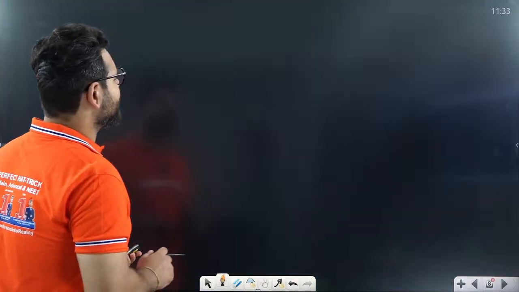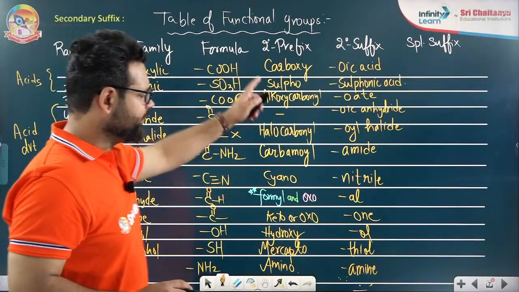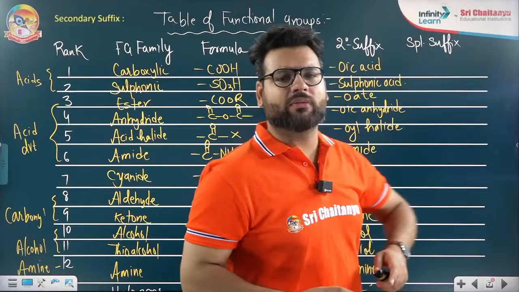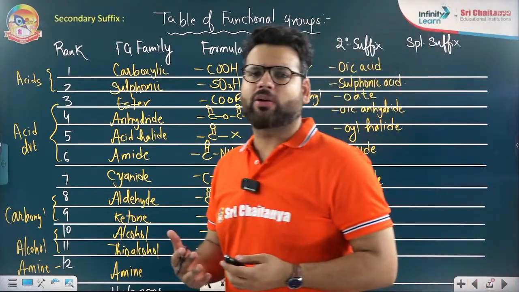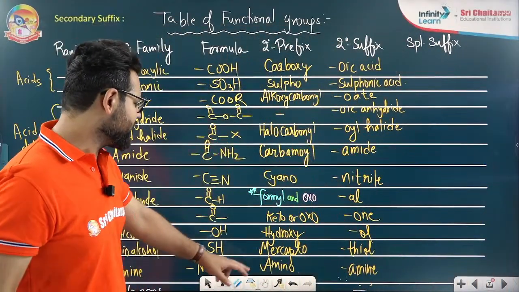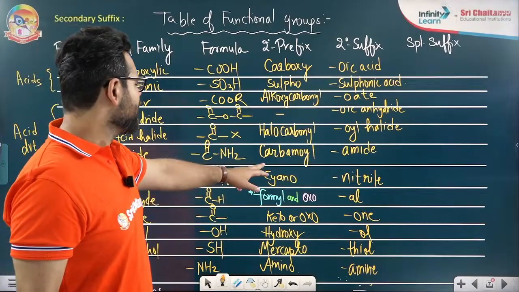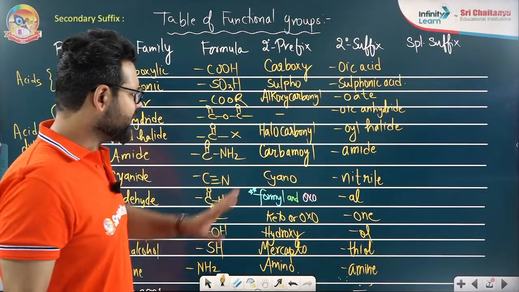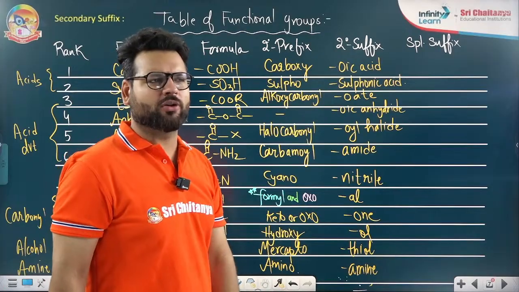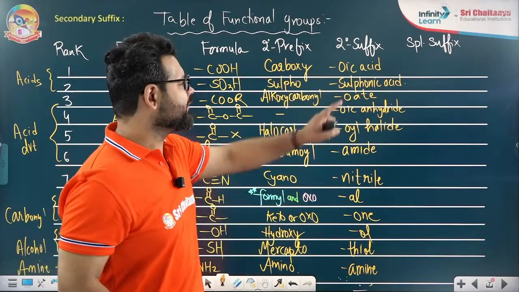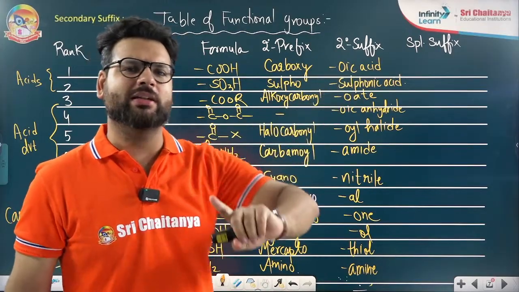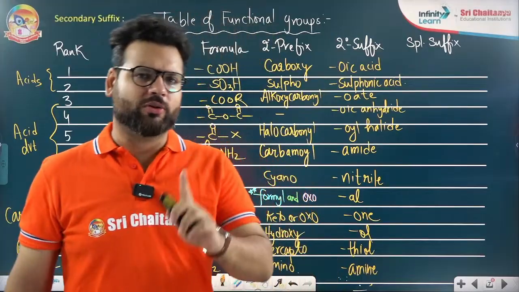Okay, this was the functional group table I asked you to learn yesterday. In this, the ones that you can sometimes forget are mercapto for SH and carbamoyl for amide. These are the prefixes. I hope all of you remember the suffixes. Special suffix, today we'll talk about how to use special suffixes and when to use them. Today it will be seen.